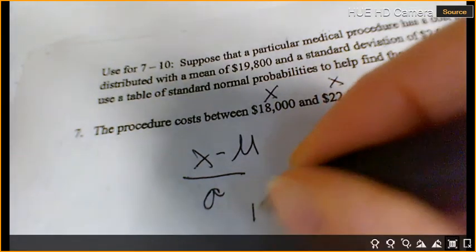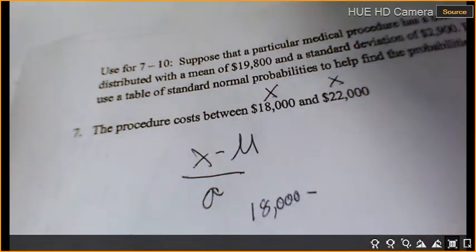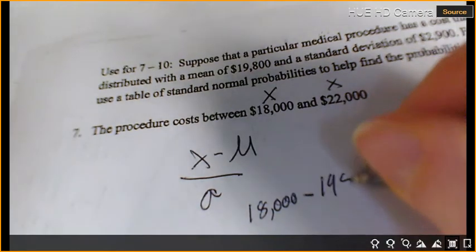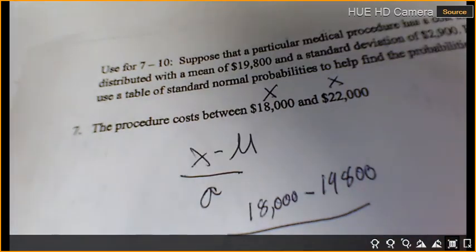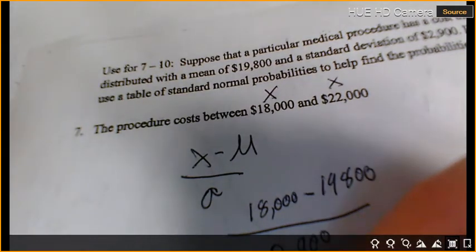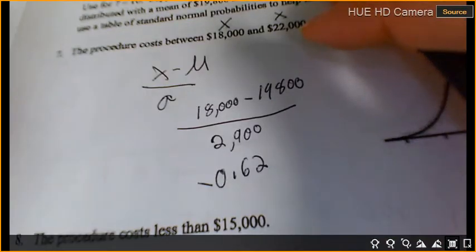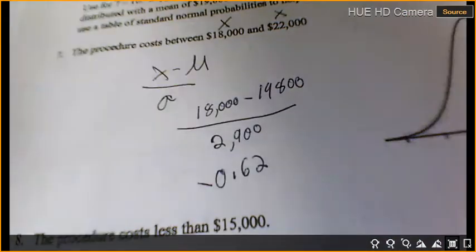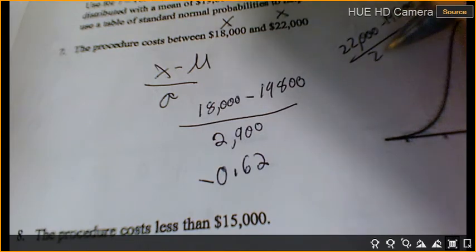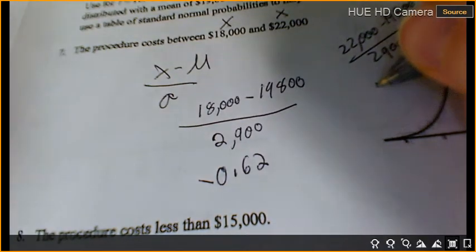So I'm going to do 18,000 minus, what does it tell me my average is, right next to where it says mean? 19,800, over what's the standard deviation? 2,900. I get negative 0.62. So far, so good? Now I'm going to do it for the other one: 22,000 minus 19,800 divided by 2,900, and I get 0.76.